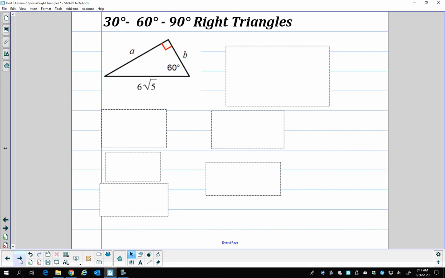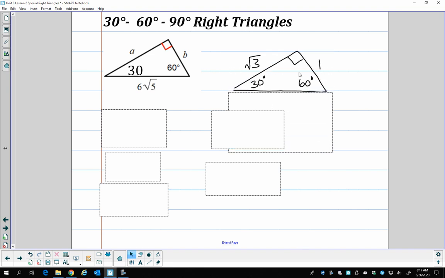The other type of special right triangle is what we call a 30, 60, 90 right triangle. So I have a right triangle and I know one of the other angles is either 30 or 60. I can use my triangle sum theorem to figure out the missing angle. So if one of them is 60, the missing angle is 30. And they also have a special relationship.